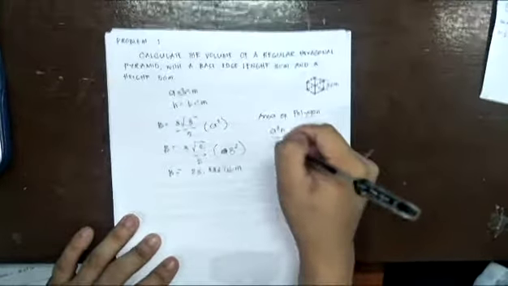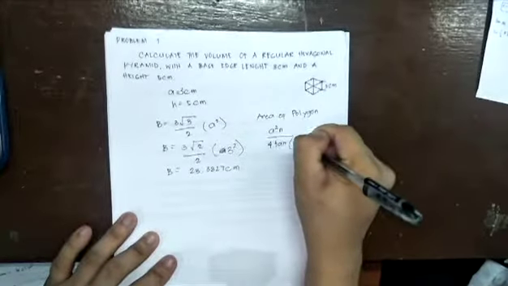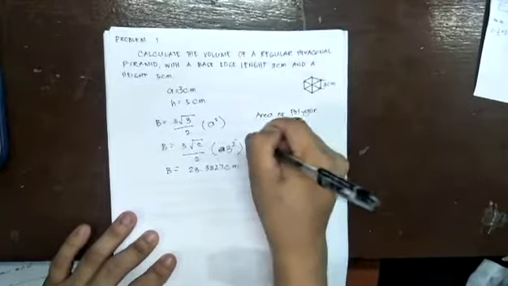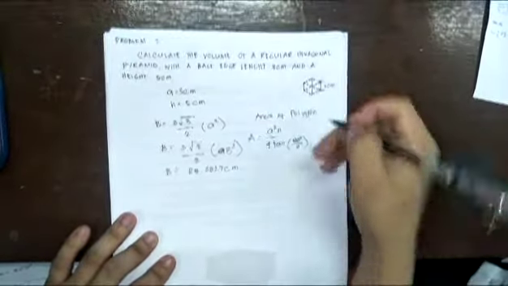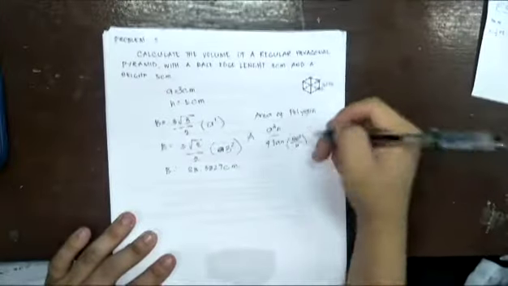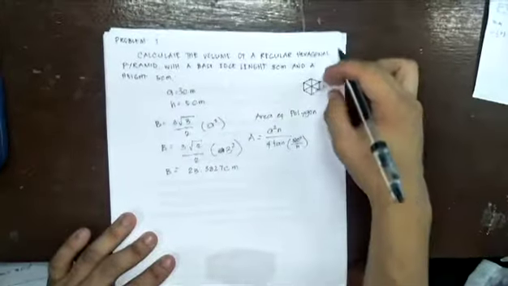You can also use the area of any polygon, which is a squared times n over 4 times tangent of 180 degrees over n. For any type of polygon, you can use this formula. So, let's move on to the next.